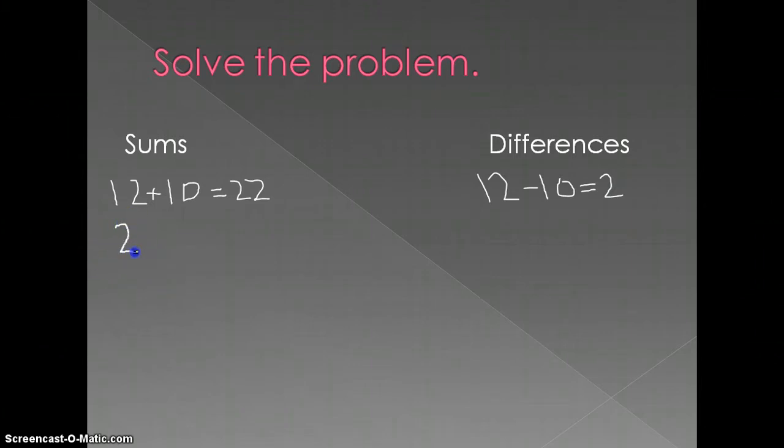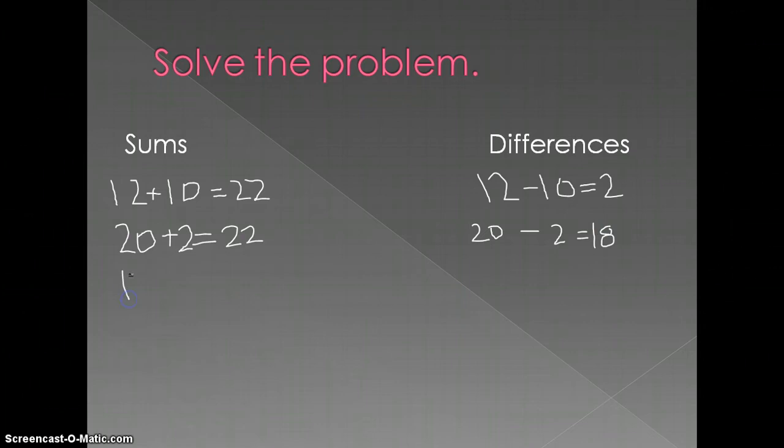We have 20 plus 2 equals 22. Now if we subtract them, 20 minus 2 only equals 18. So those numbers are too far apart. So let's try another one.